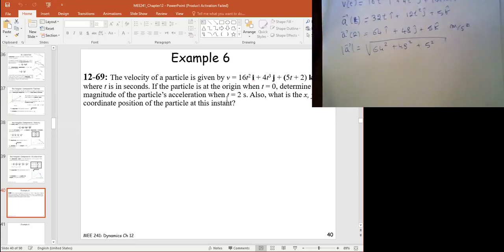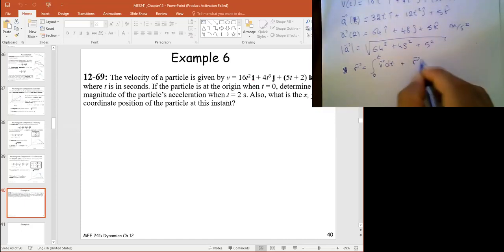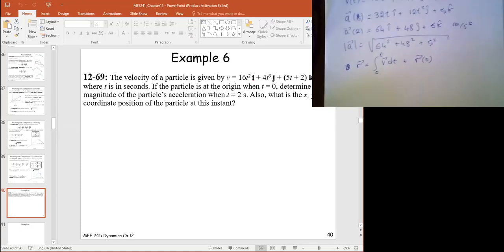How can I get the position? First I do the integral of v. Exactly. So remember, here we're actually doing r, right? r is equal to what? The integral of v dt, from 0 to some time t. But remember, when you are doing this, you have to add r at time 0, right? You guys agree?